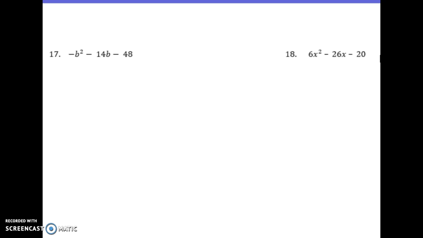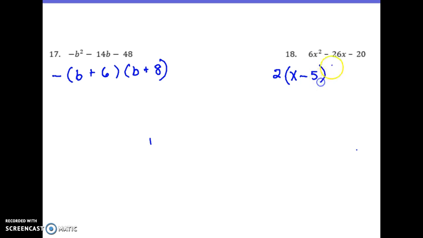Number 17, you should have factored out a negative, and then you would have had b plus 6 and b plus 8. And then number 18, the final answer should have been, after you factored out a 2, 2 times x minus 5 times 3x plus 2.